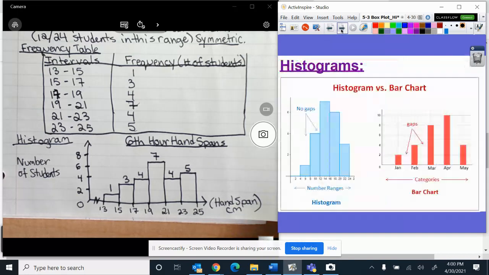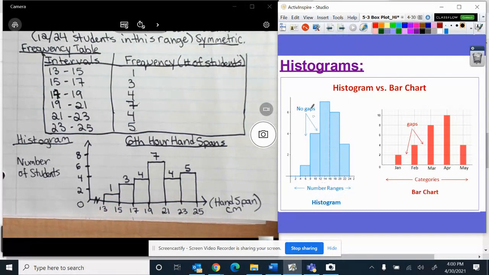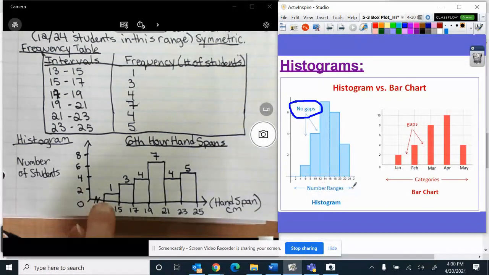Take a look at how histograms are different from bar graphs. Remember, all of these bins are connected. There's no gaps. And here we have number ranges. That's why it was important for us to have a break.